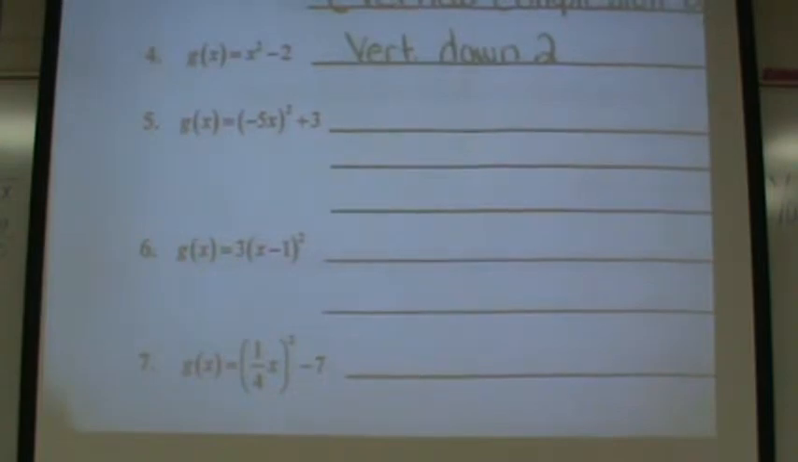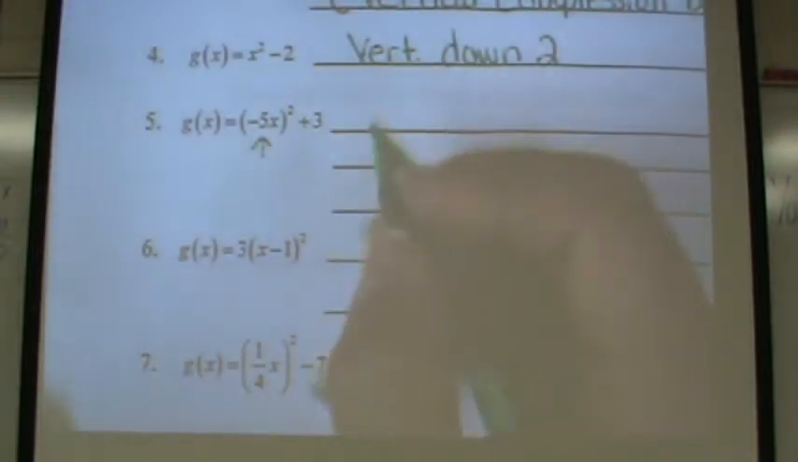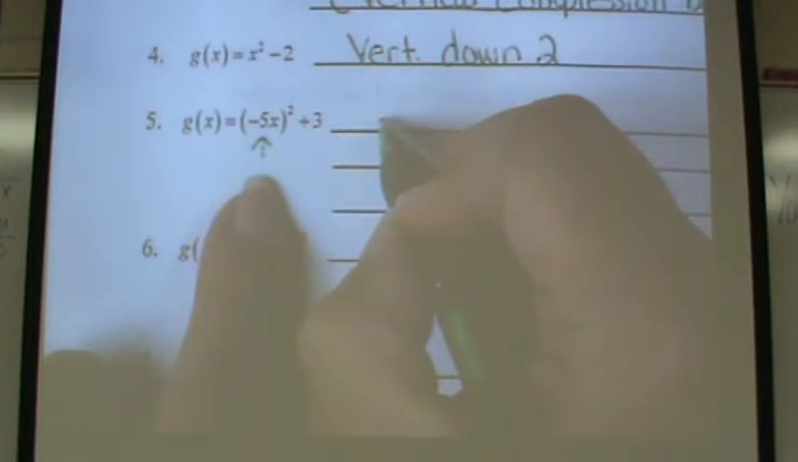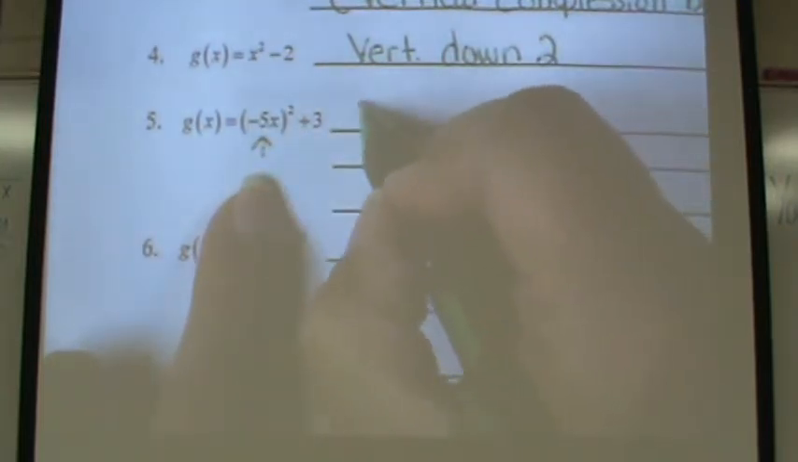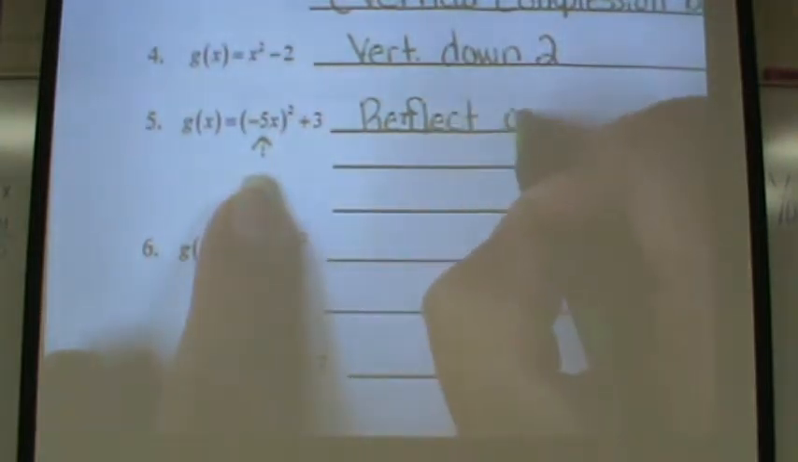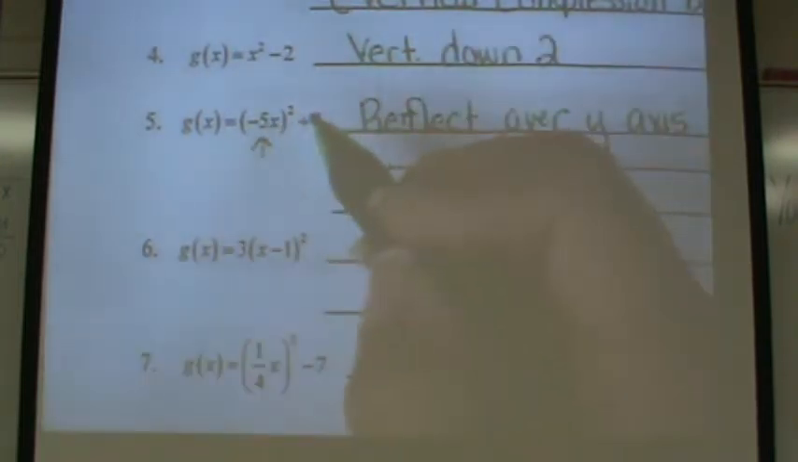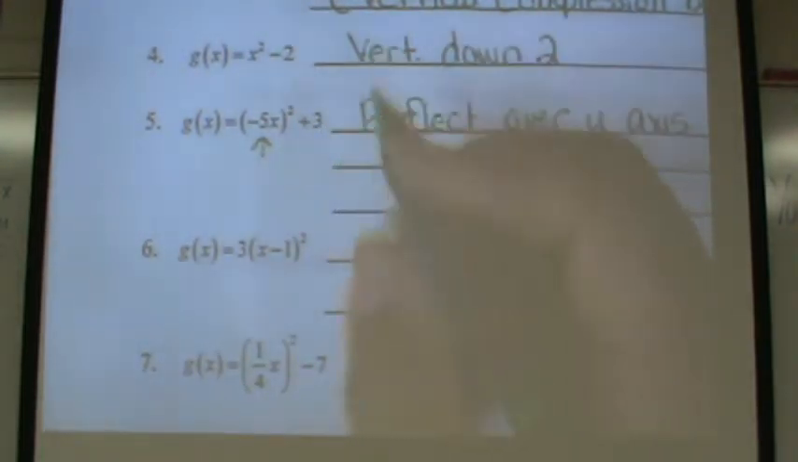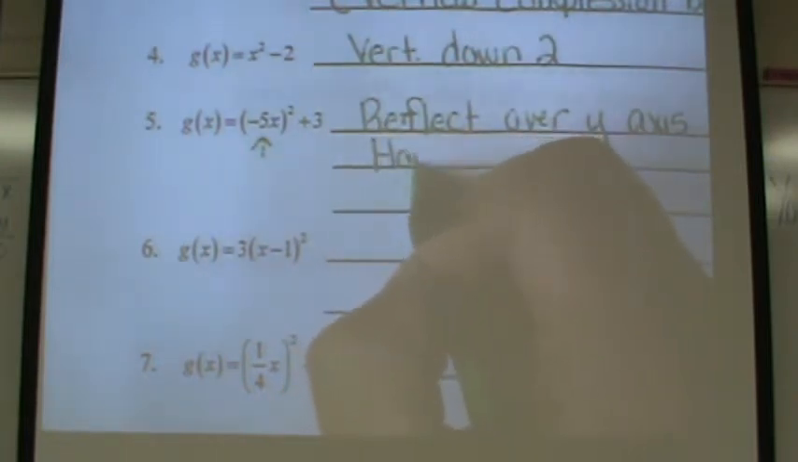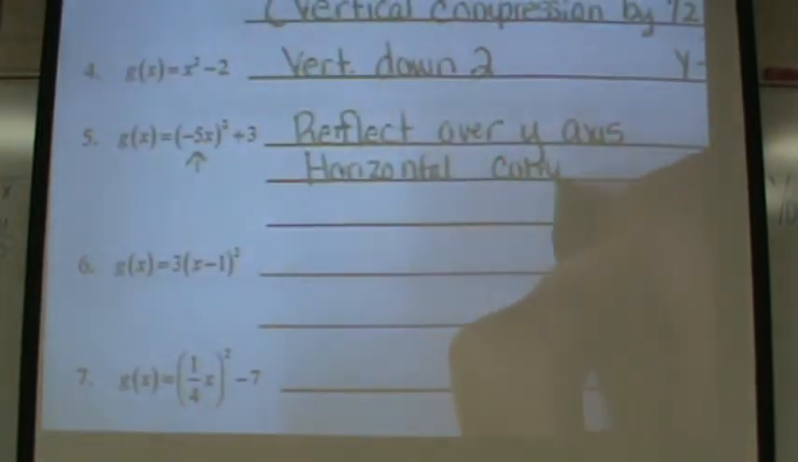Okay, number 5, is that an A, a B, a C, or a D? It's an A and a D. We do A first. There's your A. So what does the negative do? Reflect over the y-axis. And the 5, what do we have to do with that 5? It's a horizontal compression by 1/5.